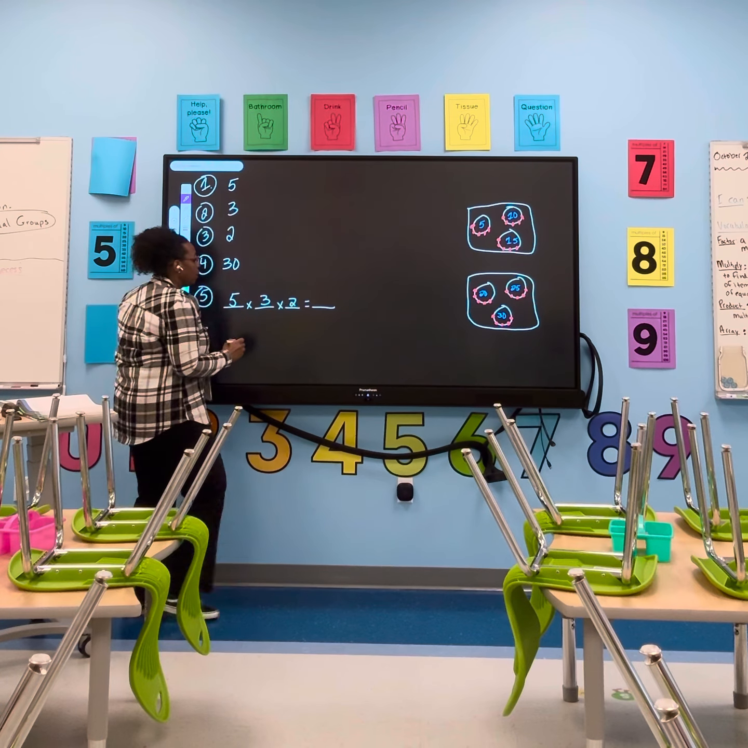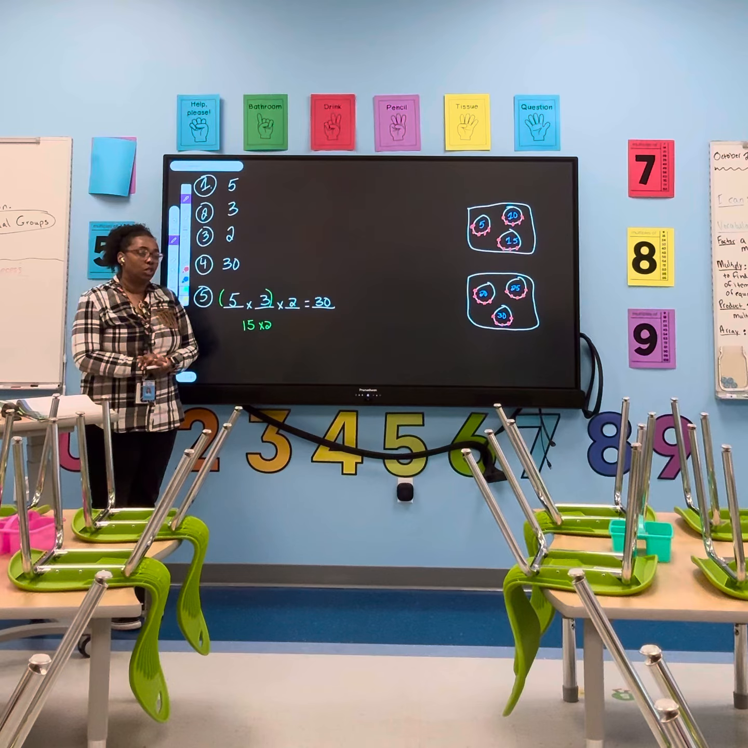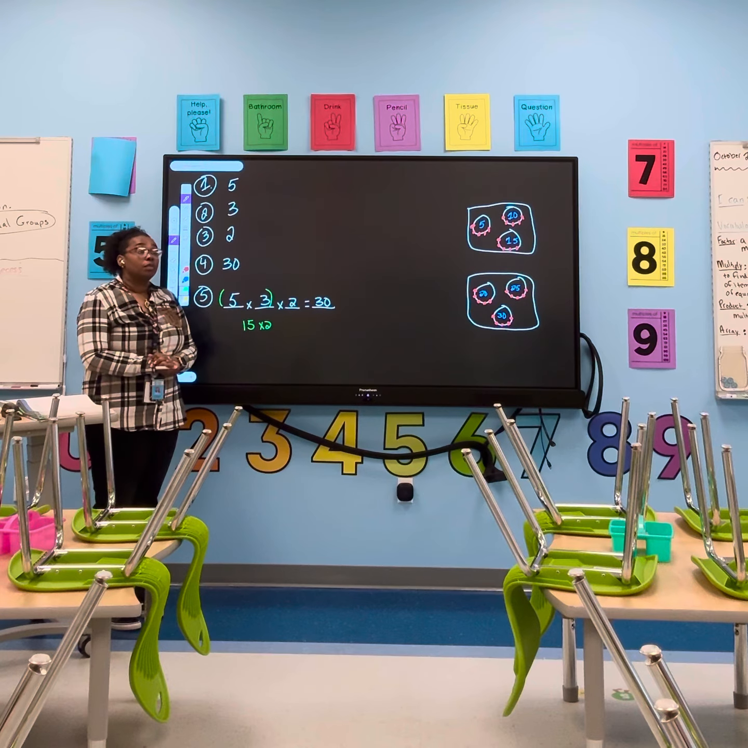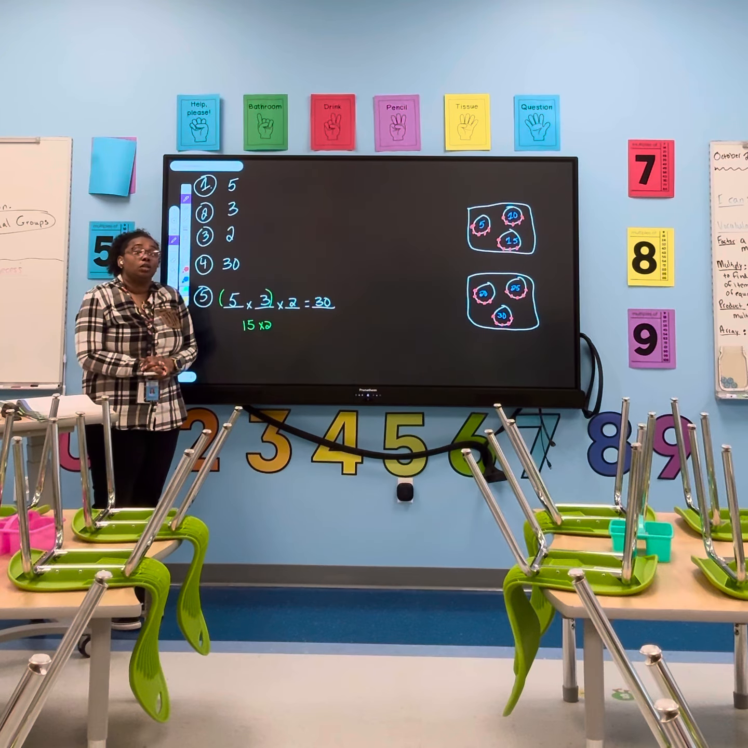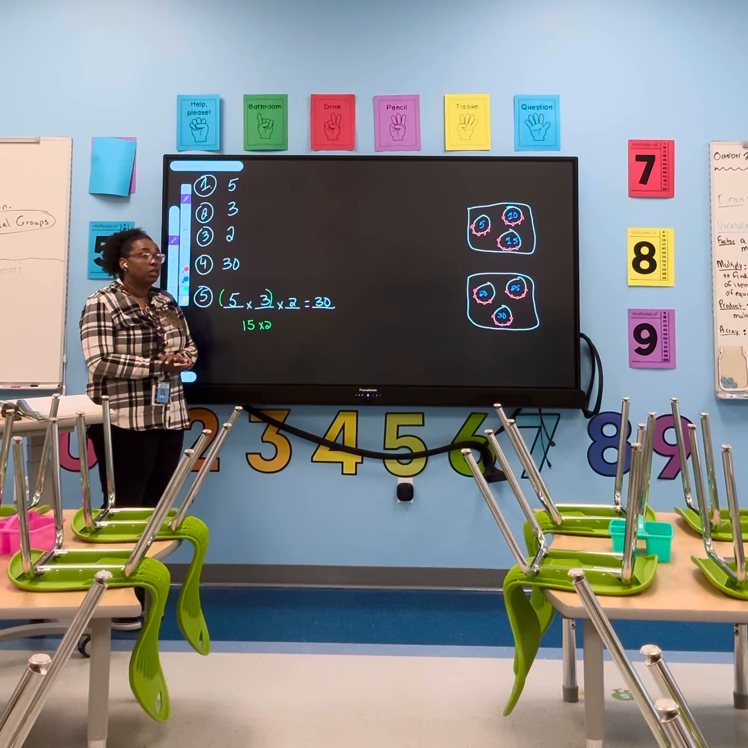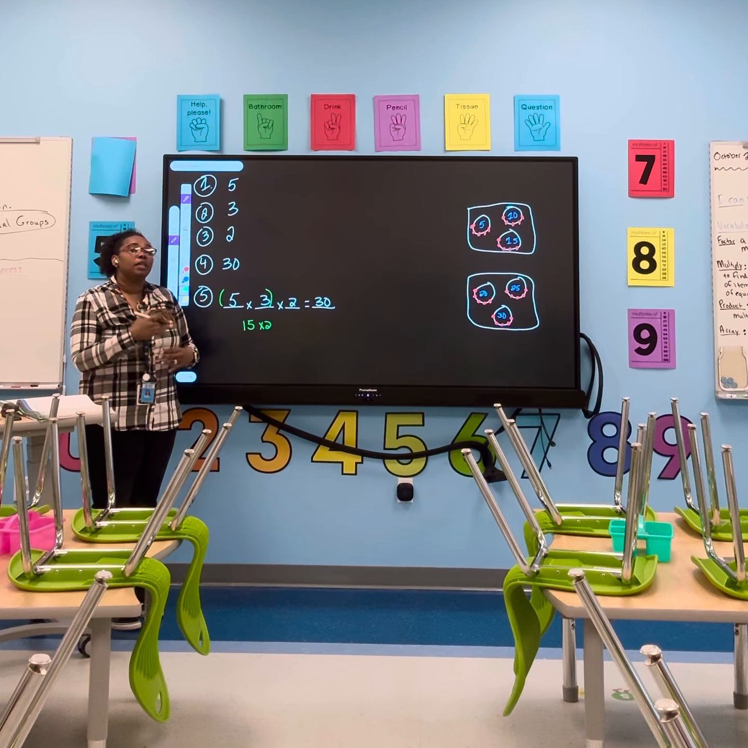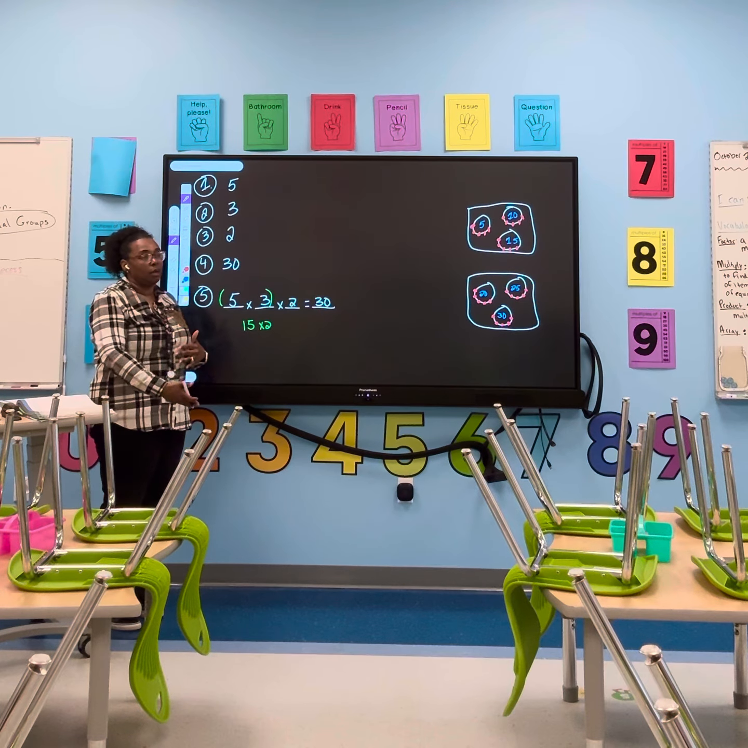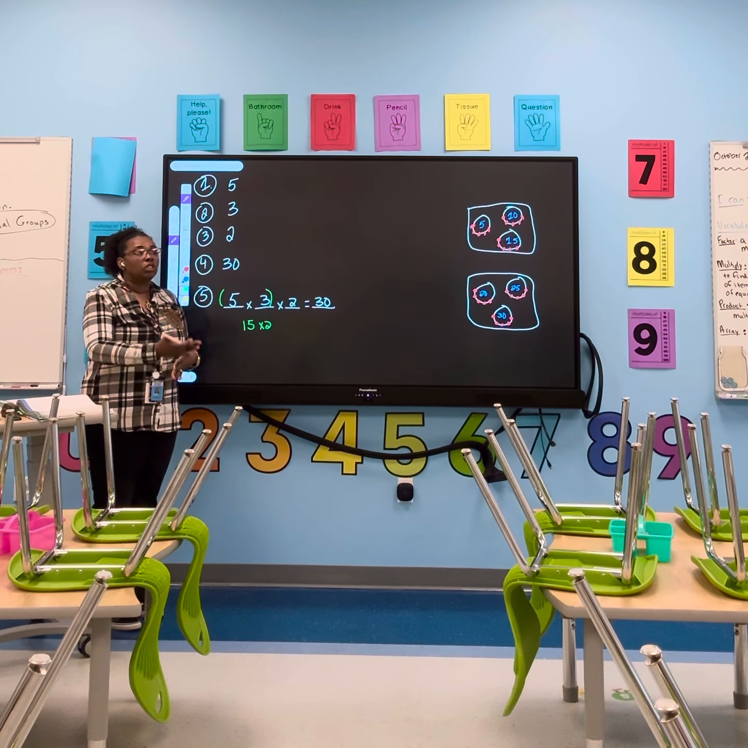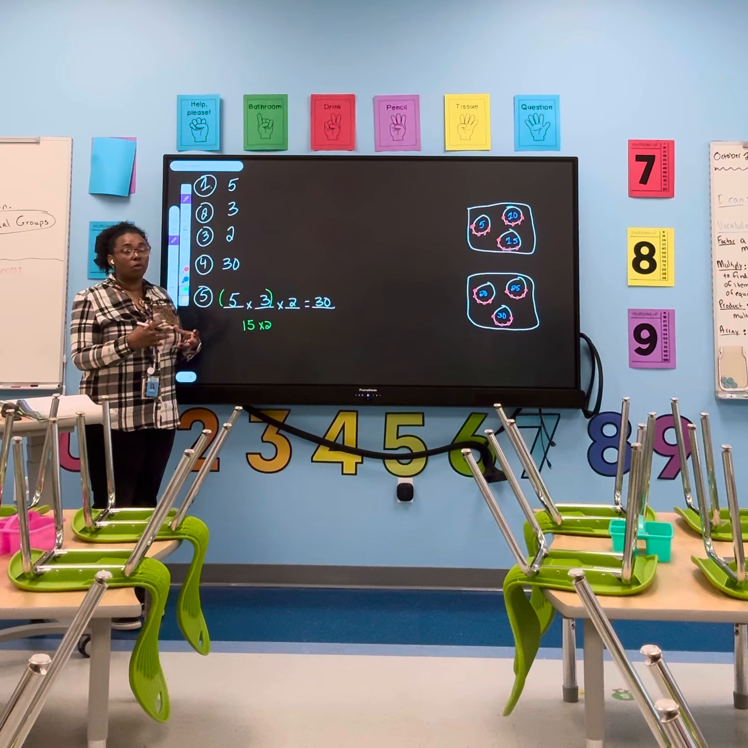And then I would have to do 15 times 2. Well, we may not know 15 times 2 just yet. But we can do repeated addition where we could do 15 plus 15, but that's just adding another step. And I try not to add as many steps because I don't want the kids to get confused.